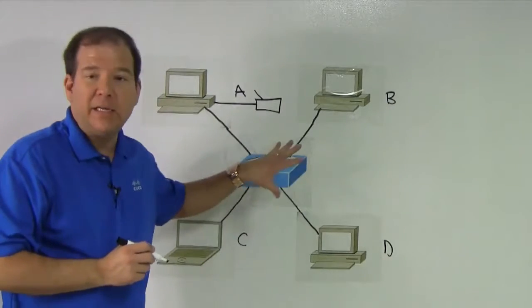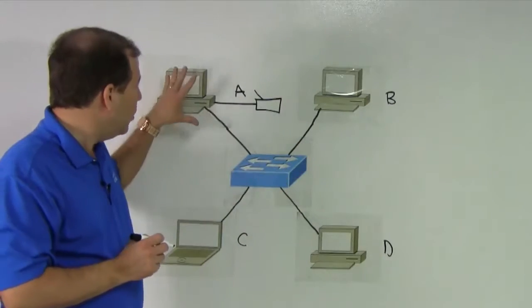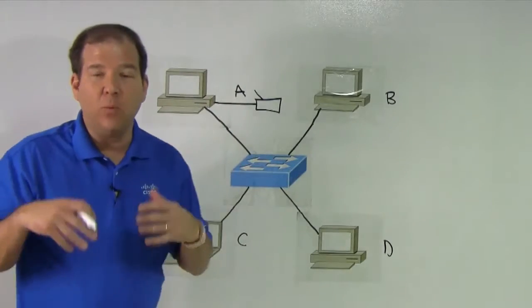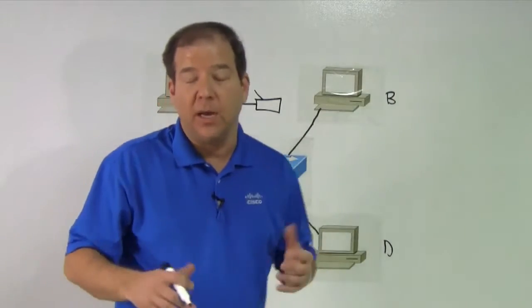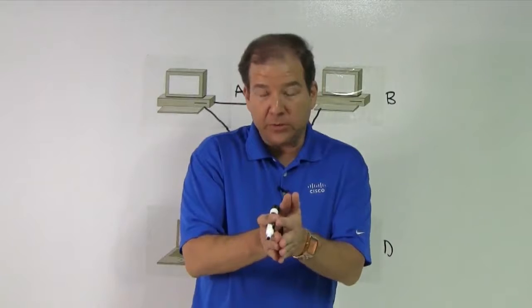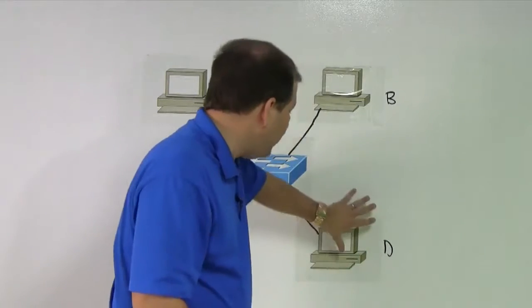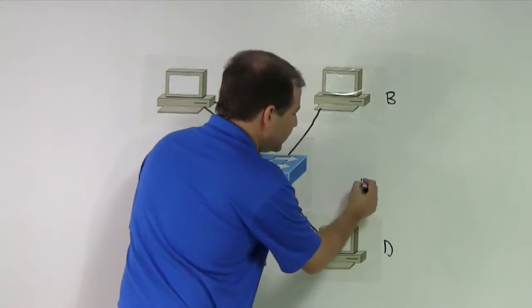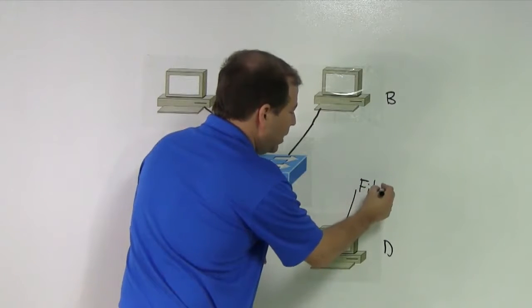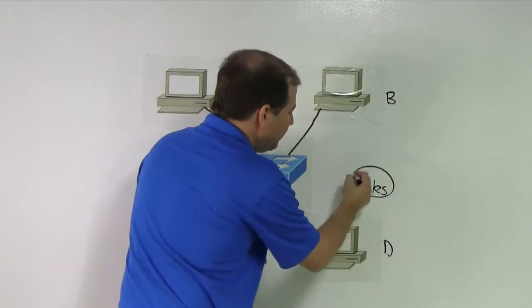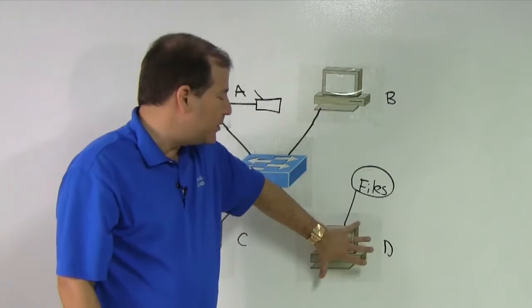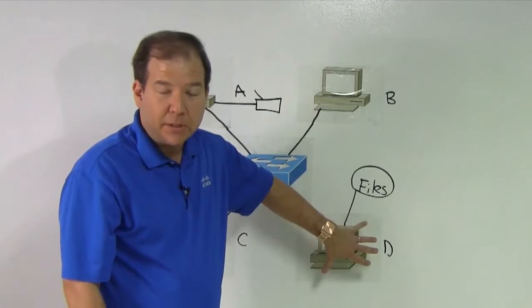We want everybody to be able to use that printer, so we go into client A and we make that a shared resource. We say that specific users can have access to that printer. Maybe client D has a set of files. We've got a team working on a project, and those files are being stored on user D's computer.